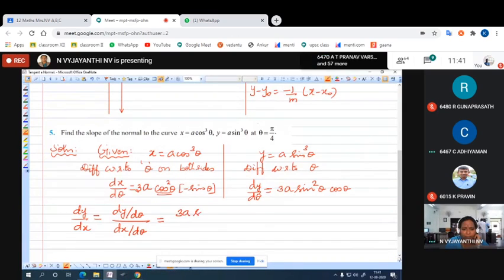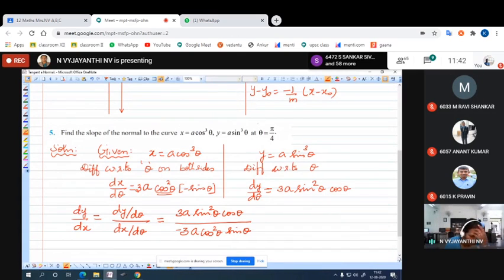3a sin square theta into cos theta divided by minus 3a cos square theta into sin theta. Shall I combine the minus with this? Do you have doubt in this? Have I written correctly, dy on the numerator, dx on the denominator? Yes, ma'am. 3a will go, sin will go, cos will go.